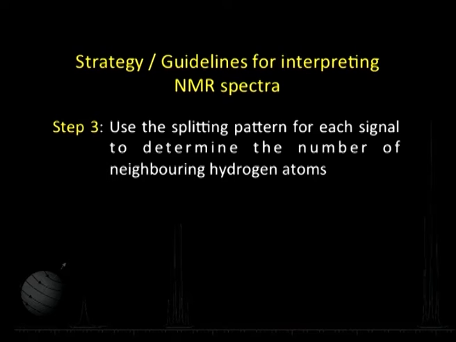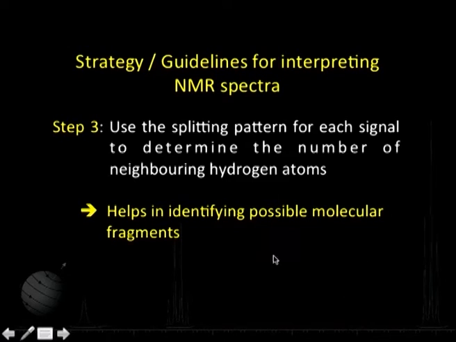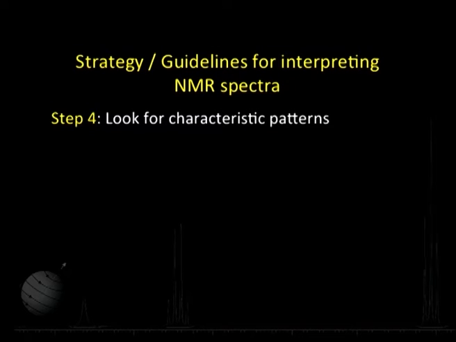Thereafter, the third step is to use the splitting pattern, that is spin-spin coupling, to find out for each signal how many neighboring protons there are. We know that as a first order spectrum, the n plus 1 rule prevails, that is, any signal is split into n plus 1 lines if there are n equivalent protons in the neighborhood. So, this helps in identifying the possible molecular fragments. You recall that we have been talking about the ethyl group repeatedly. The ethyl group is a typical example wherein we use spin-spin splitting as a pattern recognition way of doing things. The next step is that we look for characteristic patterns.